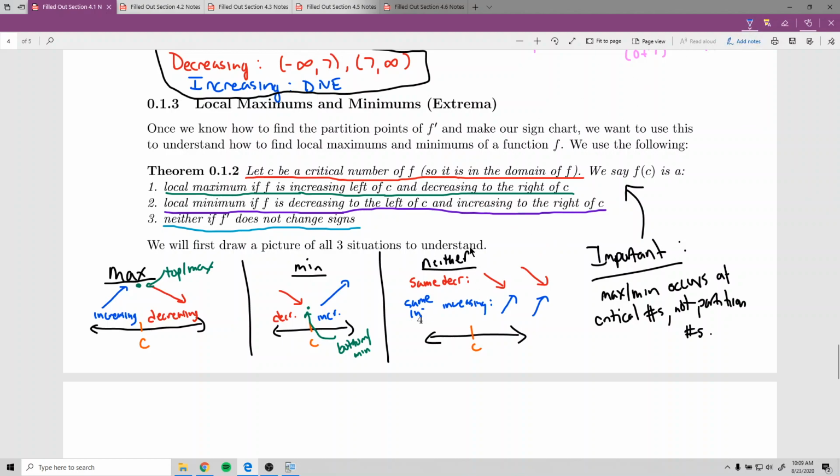Right. So it's pretty nice to just remember that if you draw this on your number line, then it'll tell you, and you don't need to really remember this in words. What you need to remember is that it must be a critical number.